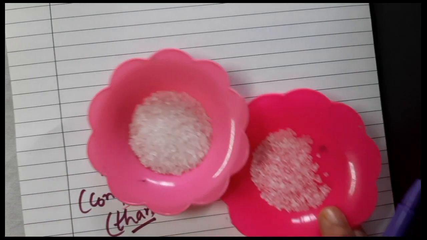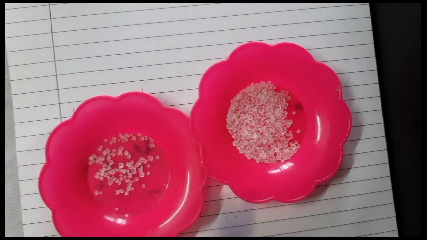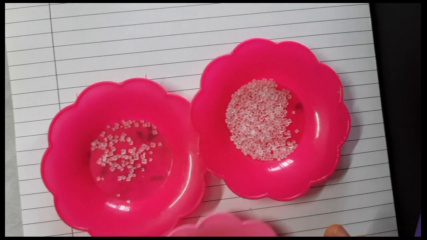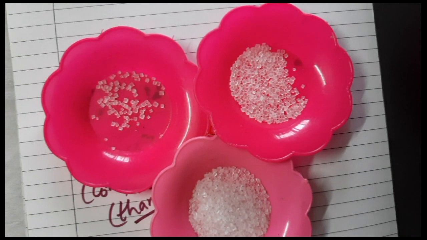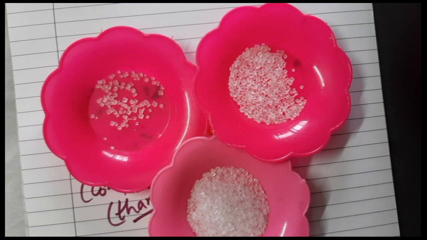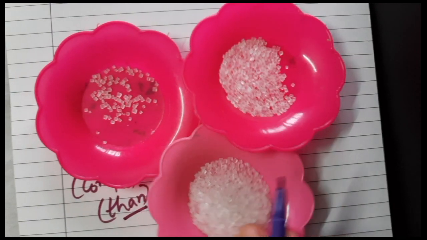When I compare, I can say this has less sugar than this. If I bring this plate, I can say this has less sugar than this. Right? But what if I bring all three together? Then which adjective do I have to use? Dear children, then I'll say which of them has least sugar.